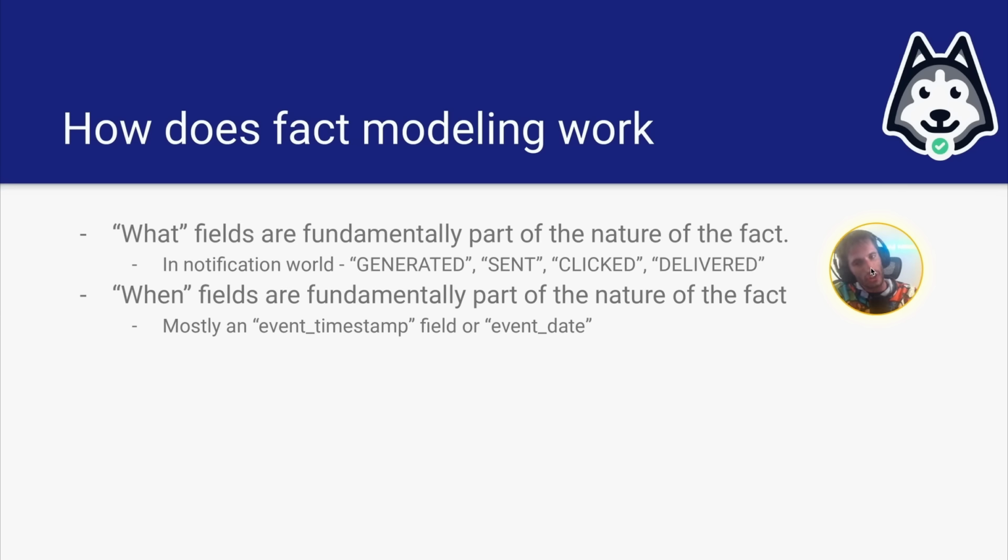And then this last piece is also critical for facts, which is the when. The when is almost always modeled as a timestamp or a date, usually a timestamp. It says, I clicked on this notification at this moment in time. That is critical for facts. Without the when, you don't know where to put it.